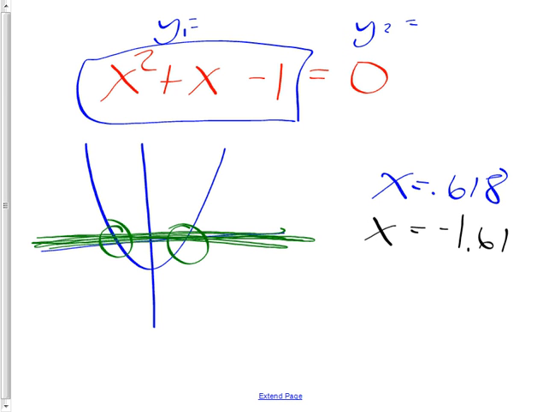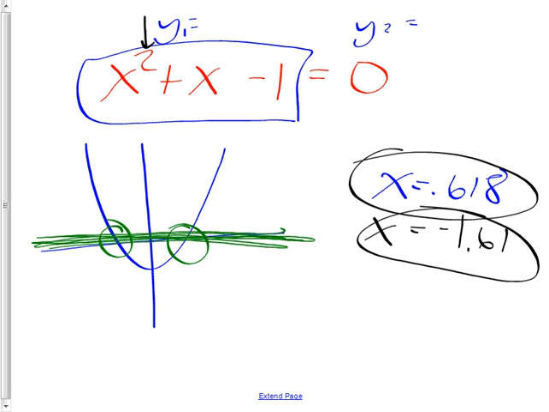Why is there two answers? Because it's a squared. Remember how things that are squared have two answers? Correct. What if it was to the third power? There'd be three answers. Okay, so we have just answered the first problem of your homework.